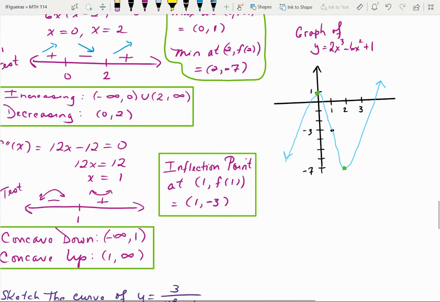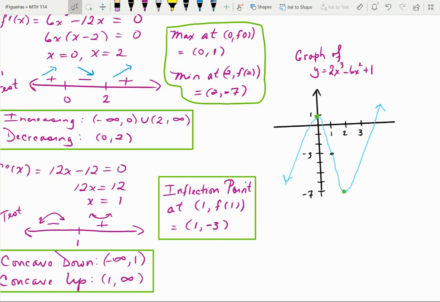This is the graph of y equals 2x cubed minus 6x squared plus 1. So we plot our maximum and minimums. Remember, I had a max here at 0, 1, and a min here at 2, negative 7. That's the points indicated in green. And I had an inflection point at 1, negative 3, so that's here, and I put that one in black. So inflection is where the graph changes from concave down to up.